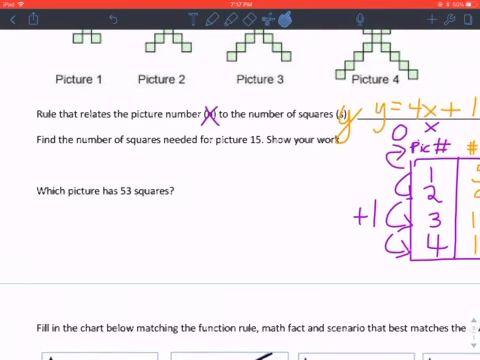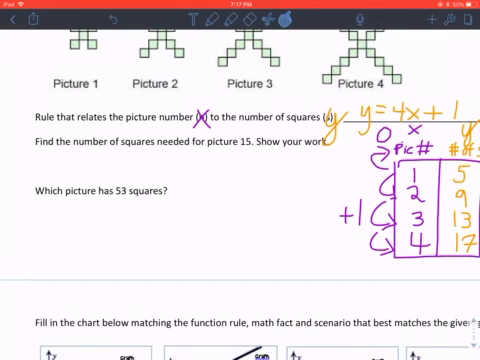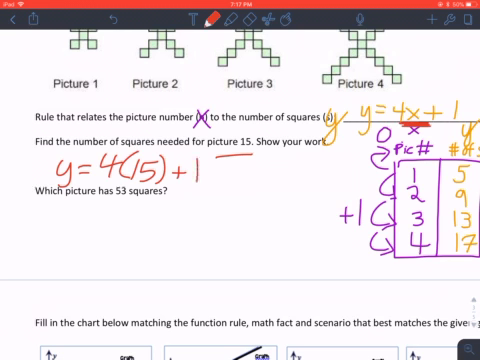Okay, so picture number is x in my case, so I'm going to substitute 15 in for x into my rule. Okay, so I have y equals 4 times 15 plus 1. So 4 times 15 is 60. 60 plus 1 is 61. So therefore, I have 61 squares needed.